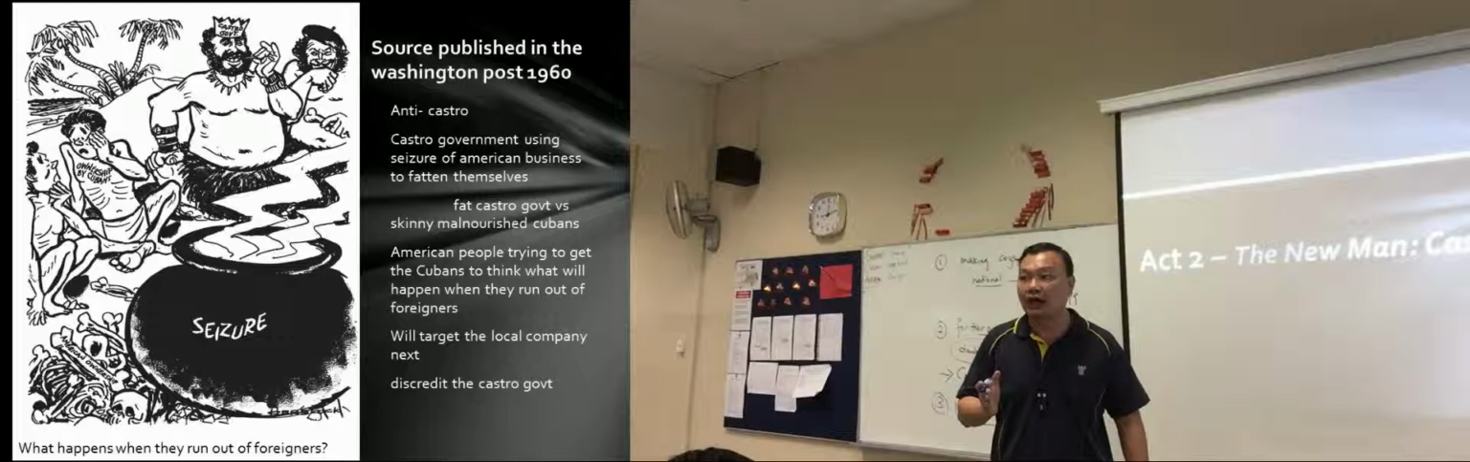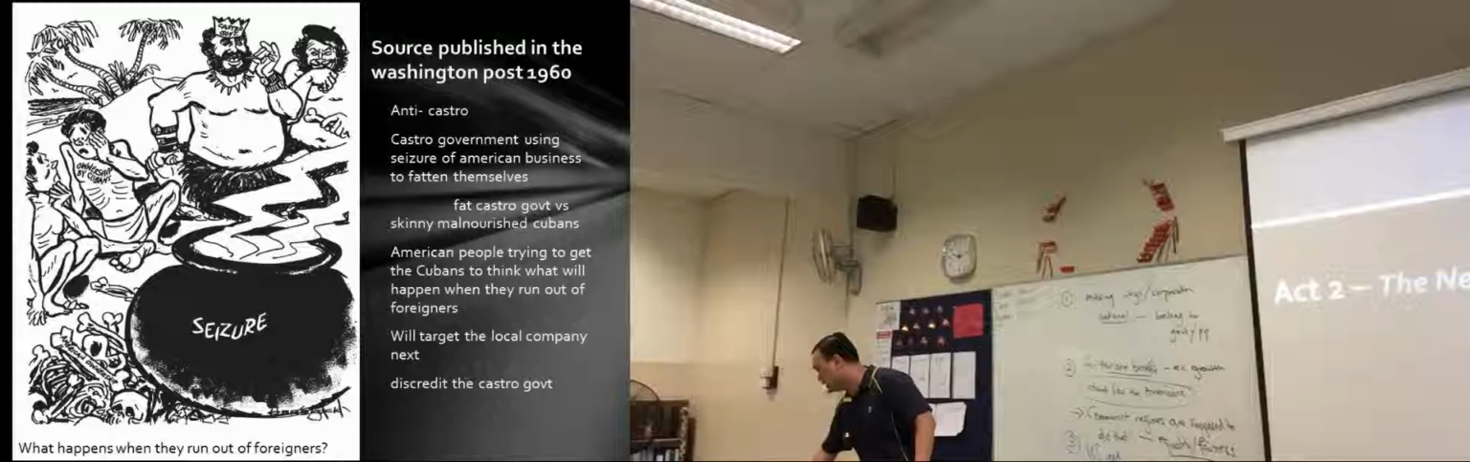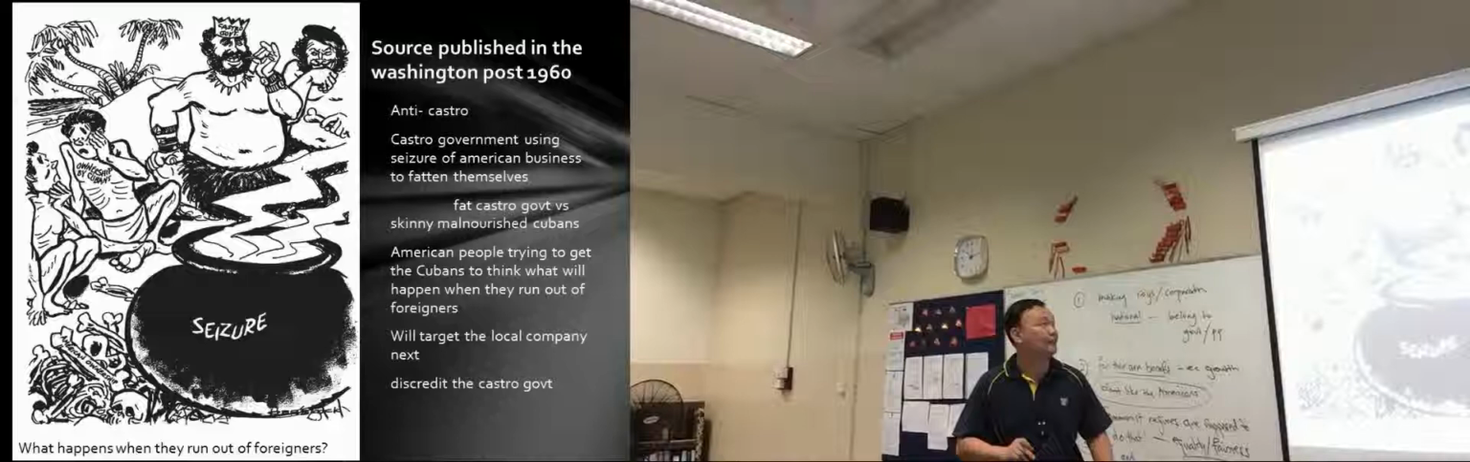Okay, can we move on to the next slide now? Can you turn over to the second page? Okay, that is when the political cartoon came. You have this on your worksheet itself. Okay, can we go through this very, very quickly?